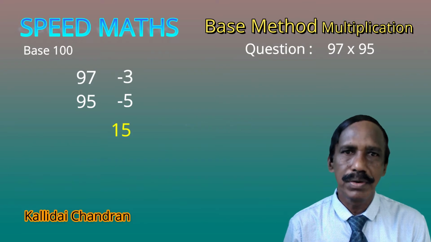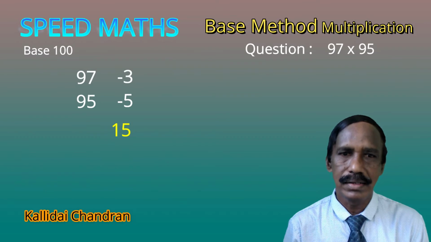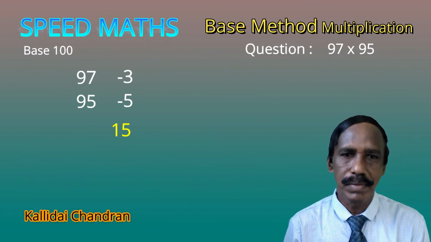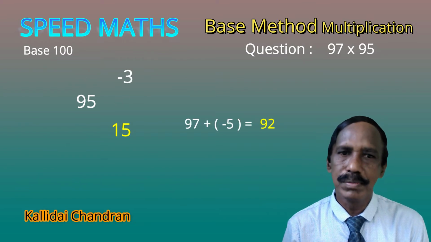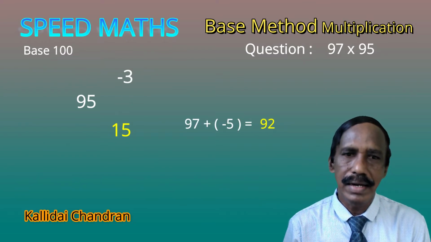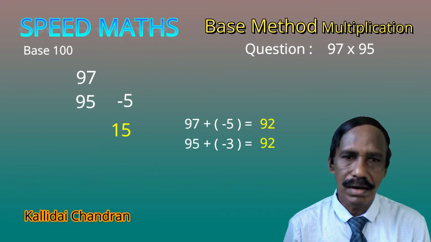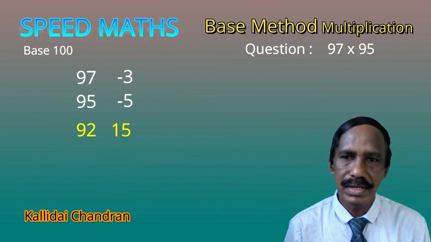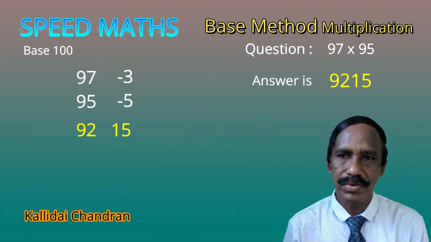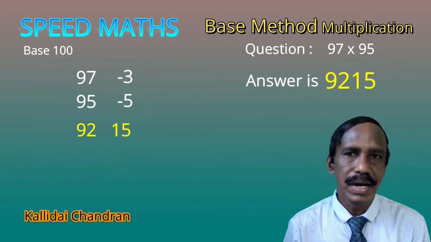Now you have to add 97 with minus 5, that is cross add. So 97 with minus 5, the result is 92. Similarly, you have to add 95 with minus 3 and the result of 95 plus minus 3 is equal to 92. So both of them are giving the same result, 92. Now 9215 is the answer for this question, 97 into 95.